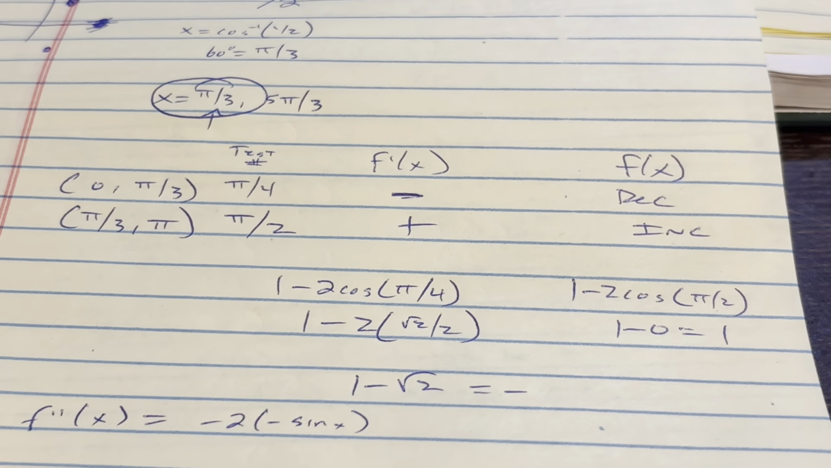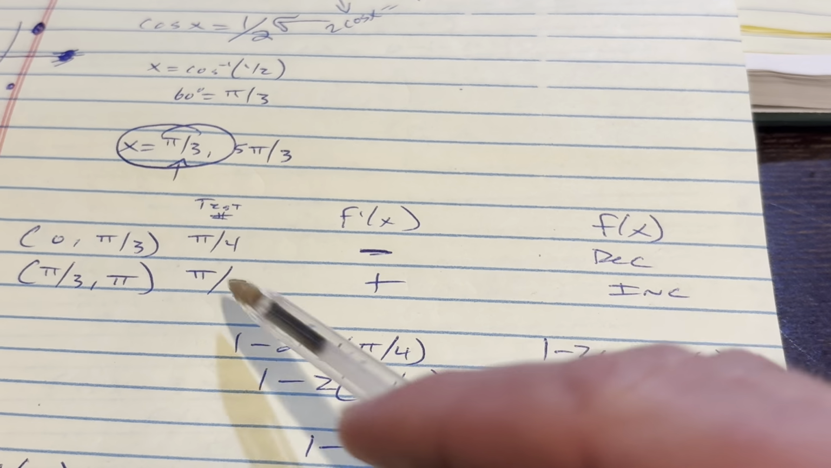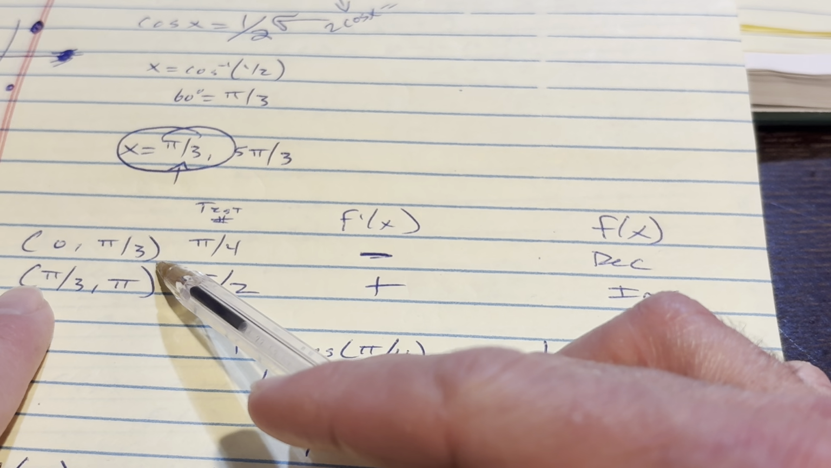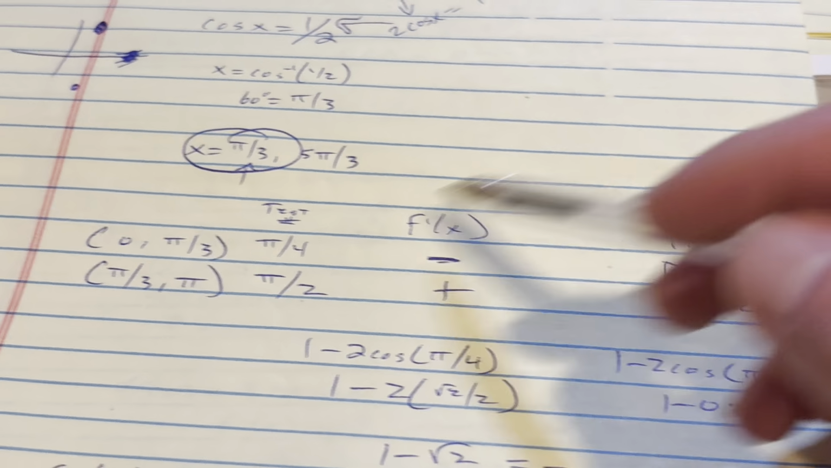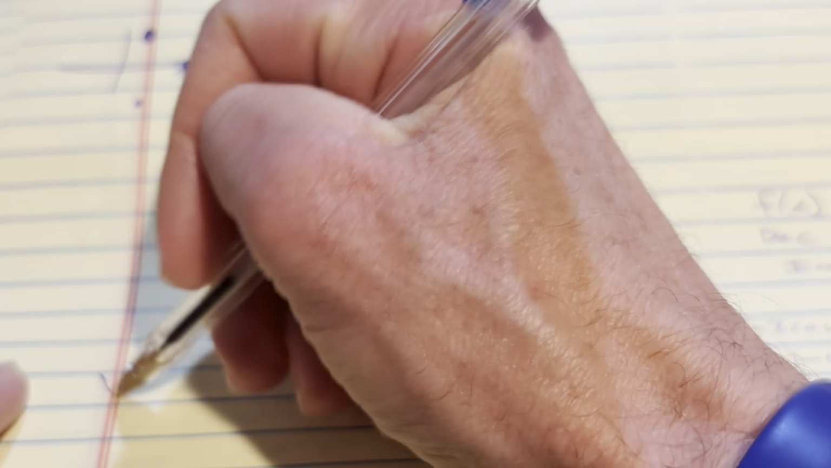I just went straight to the second derivative. Oops. So it's decreasing on 0 to pi thirds. It's increasing on pi thirds to pi. Write that down. And I have a local min at pi thirds.